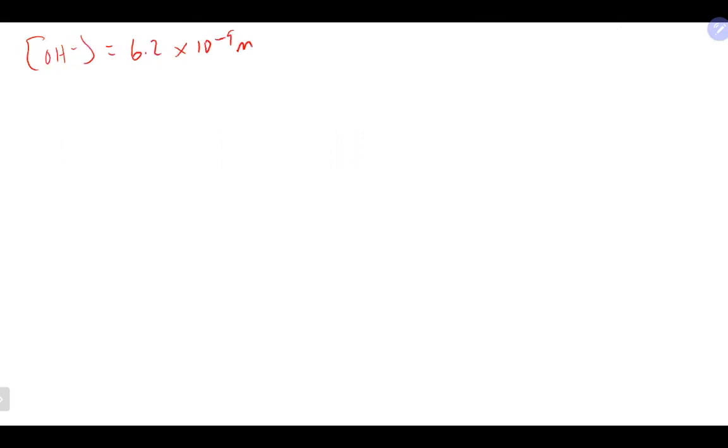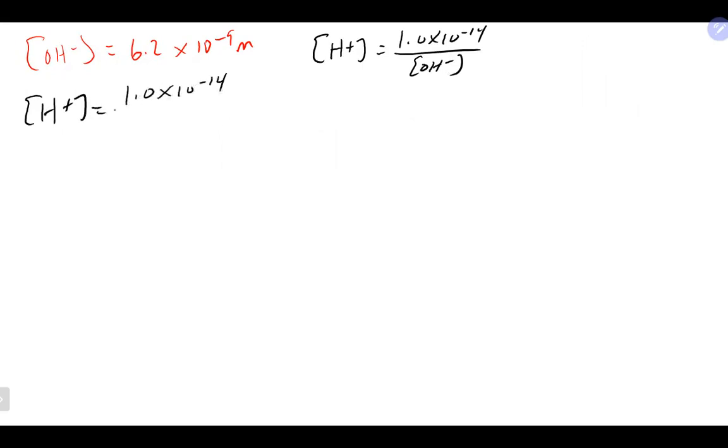Now we're coming here to the OH minus. Again, it's the same calculation. Our H plus will equal 1 times 10 to the minus 14 divided by the OH minus concentration. So pop in our numbers here. We end up with 1.6 times 10 to the minus 6 molar.